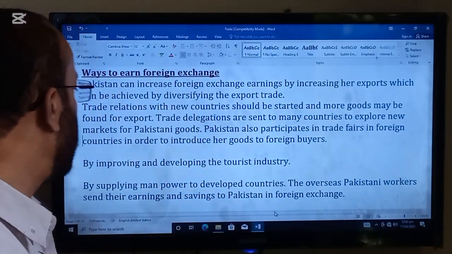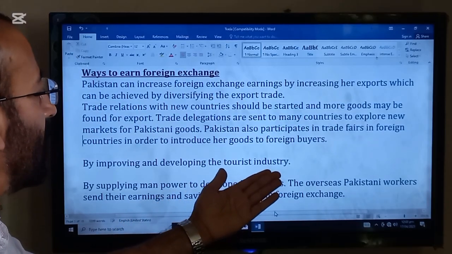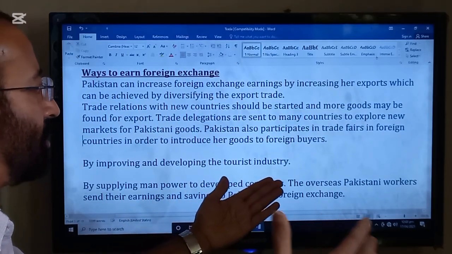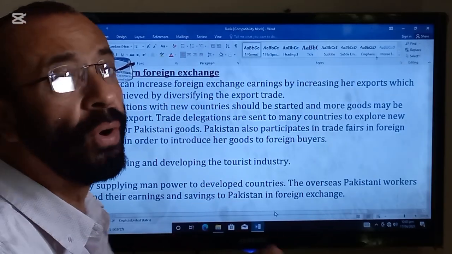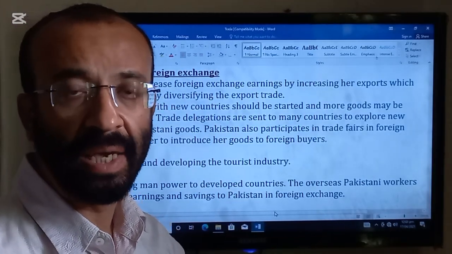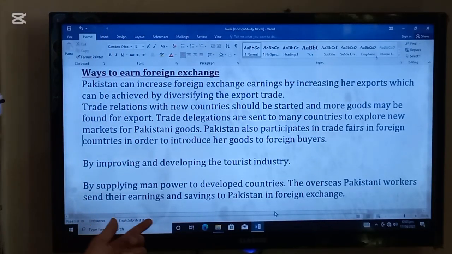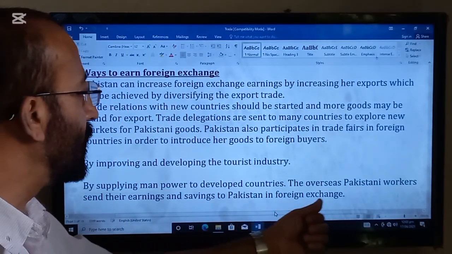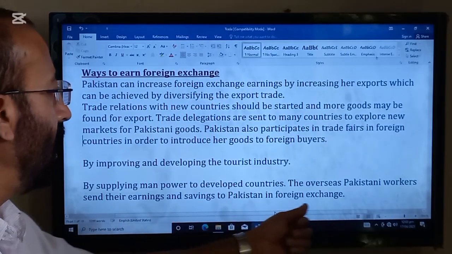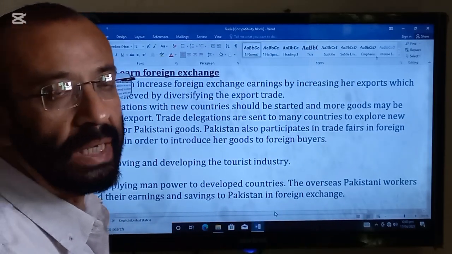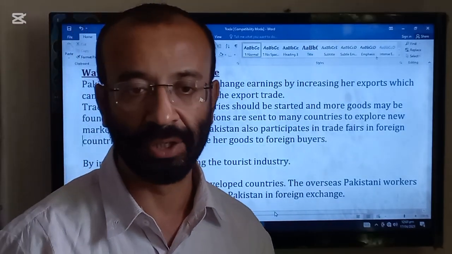to those countries. Next is by improving and developing the tourist industry, because when more tourists come to our country, we can sell more and more, and in this way we can earn more foreign exchange. Next is by supplying manpower to the developed countries. The overseas Pakistani workers send their earnings and savings to Pakistan in foreign exchange. So these are some ways in which we can earn more foreign exchange.